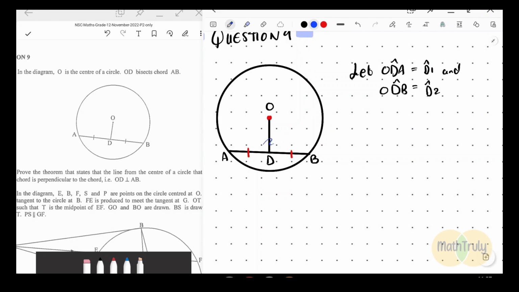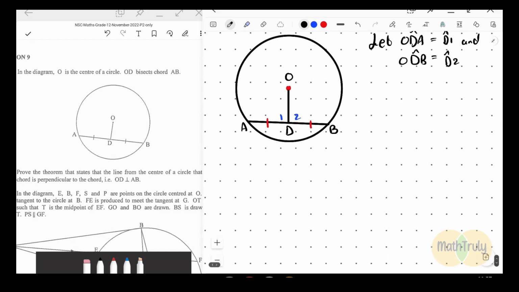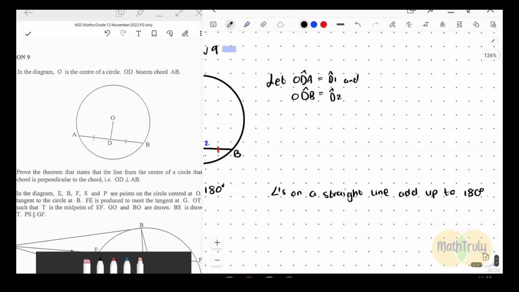Okay, so I'm just renaming those D1 and D2. The fact that we know the angles on a straight line add up to 180 degrees is going to probably help a lot here. We're going to say that angle D1 plus angle D2 should give you 180 degrees, because angles on a straight line add up to 180 degrees.